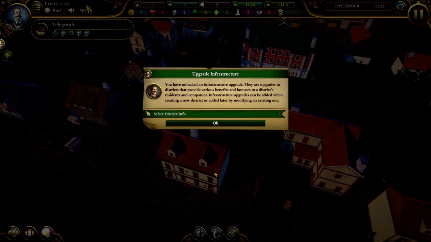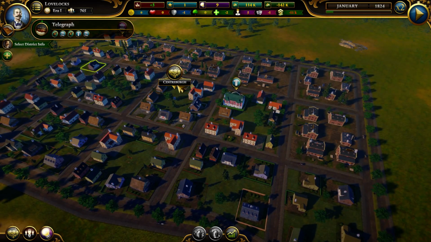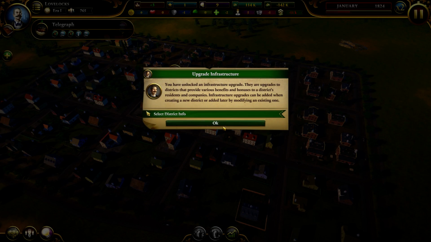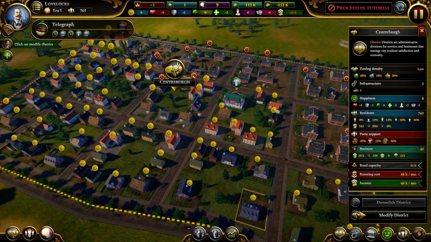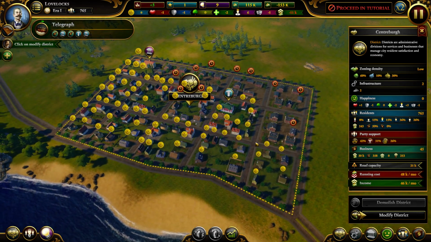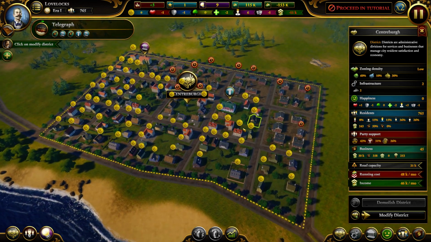City screen. You've unlocked an infrastructure upgrade. They are upgrades to districts that provide various benefits and bonuses to districts' residents and companies. Infrastructure upgrades can be added when creating a new district or added later by modifying an existing one. Like district info. So do I click? Ah, that's how I do it. Oh, cool. So we can see how happy people are. People are kind of indifferent towards us in Centerburg.